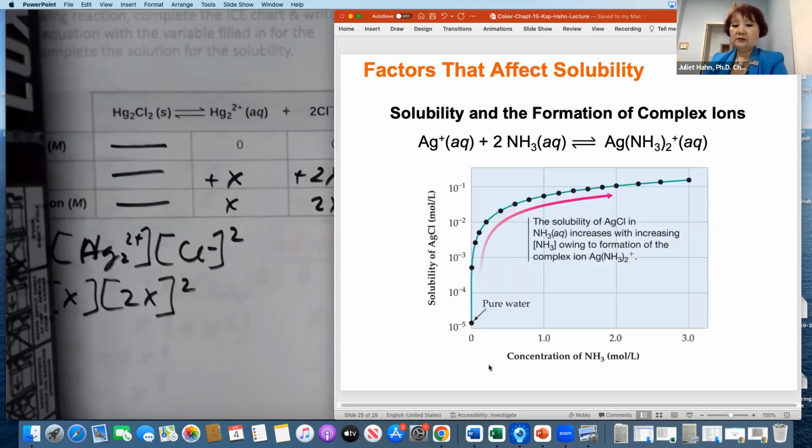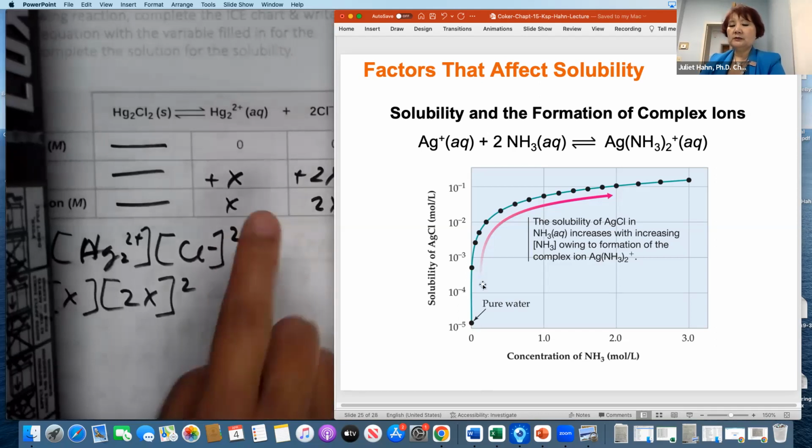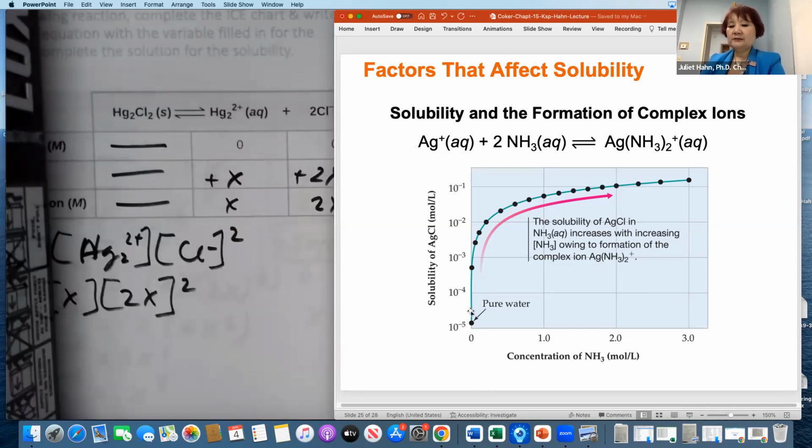So for the effect on solubility, this is the concentration of the ammonia that you're adding. So you're adding more ammonia. This is the solubility, the value that you have for the x in your equation here. So if you're adding more ammonia, it becomes more soluble. If you have less ammonia, it becomes less soluble. So in pure water, the solubility of silver is around 10 to the negative fifth. At very high concentrations of ammonia, the solubility of the silver is 10 to the negative 1. So it's changed the solubility a lot.